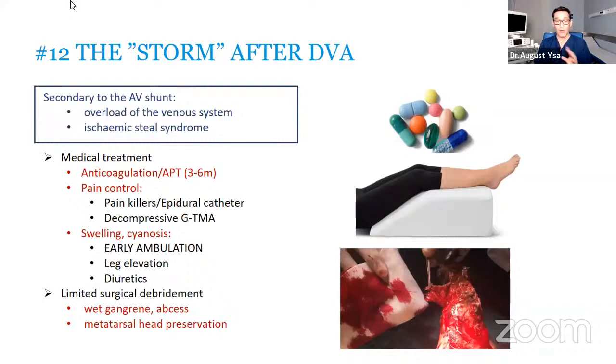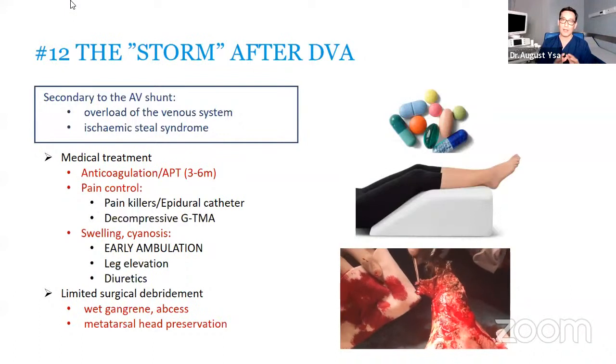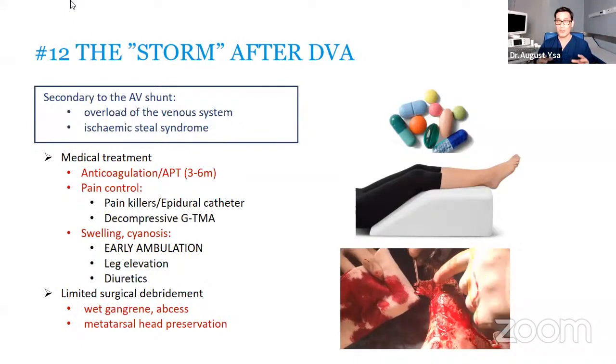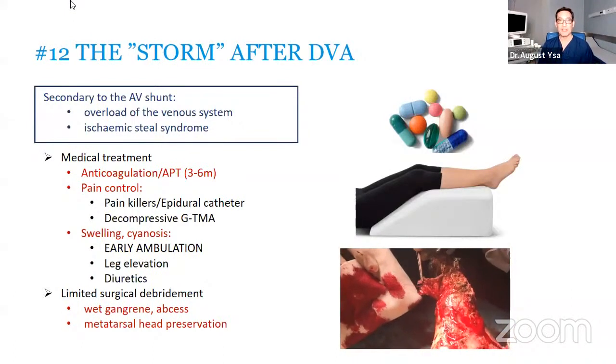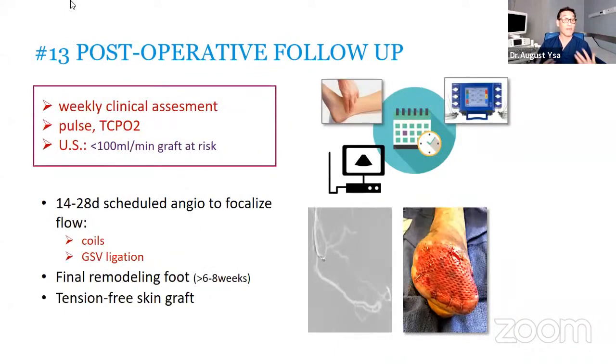But keep in mind that all of these debridements following a DVA are usually quite a pain because you have quite a venous hypertension. And finally, with regards to postoperative follow-up, we follow these guys every single week, assess pulses, TcPO2. We perform every 2 weeks an ultrasound just to assess the flow.